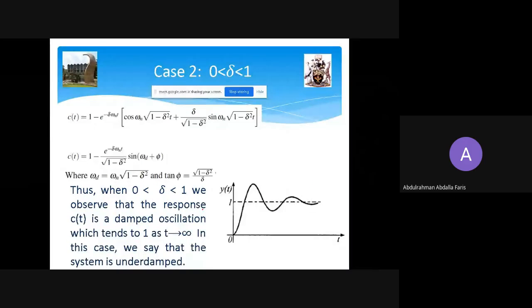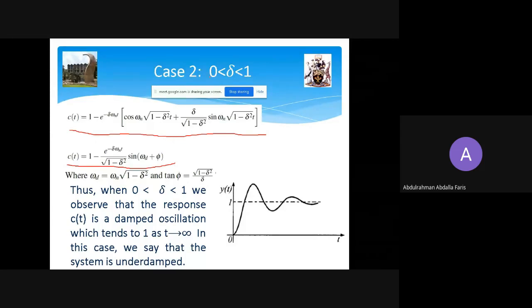Another case is when delta is greater than 0 but less than 1. When you do partial fraction and a lot of manipulation and mathematics, algebra, and take the inverse Laplace transform, you will end up with the response c of t given by that. By the way, in the exam, I won't tell you to derive this. This is too long. We will just analyze the equation.